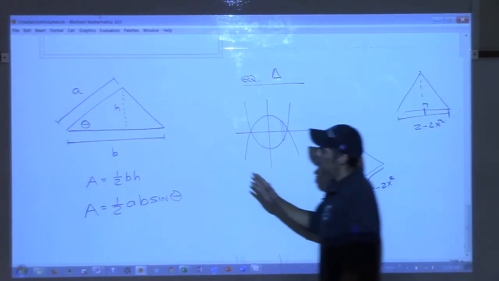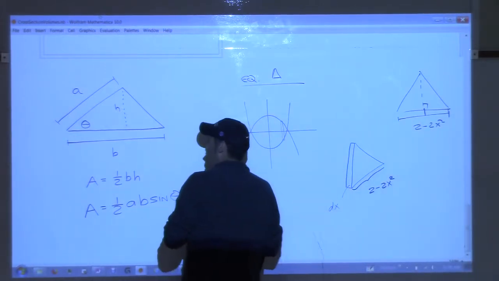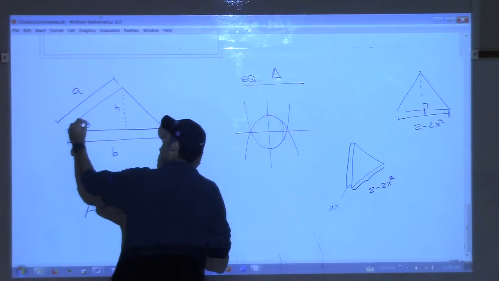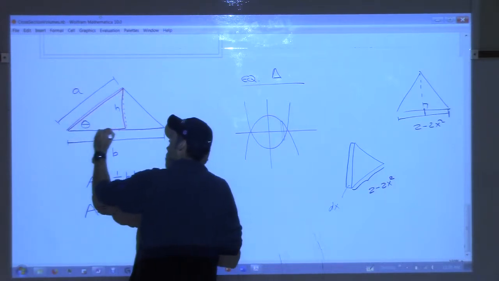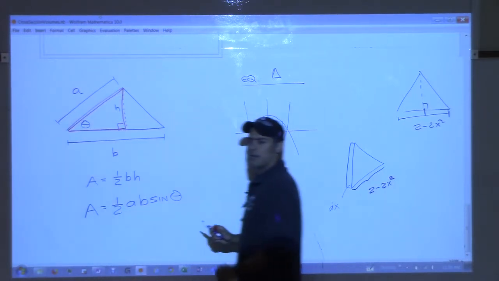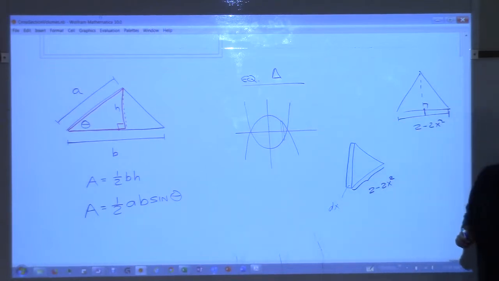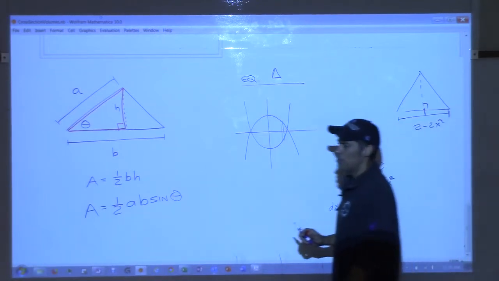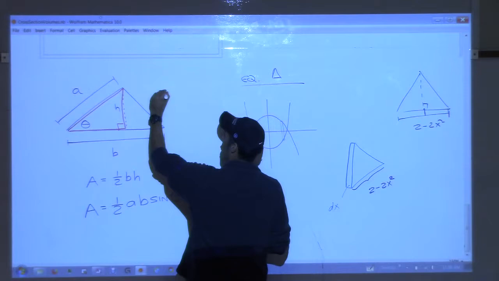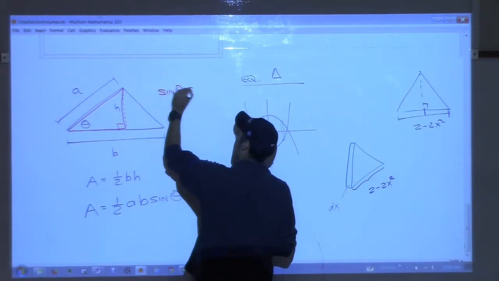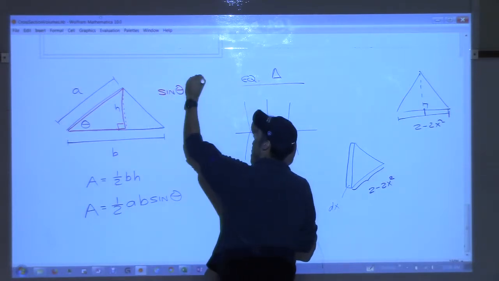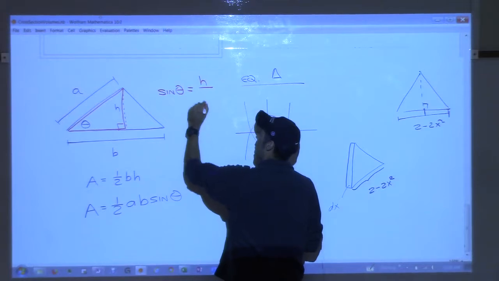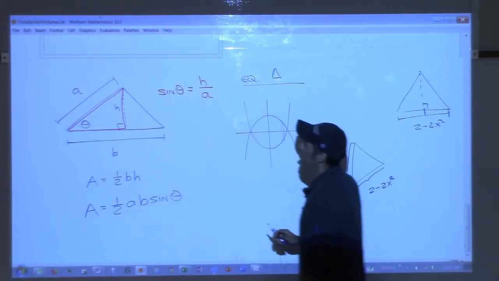Look at this triangle right here. I want you to look at that right triangle right there. That red one. What is sine of theta according to the definition of sine in right triangles? Sine of theta according to that red picture would be opposite over hypotenuse, right? So it'd be h over a, right?